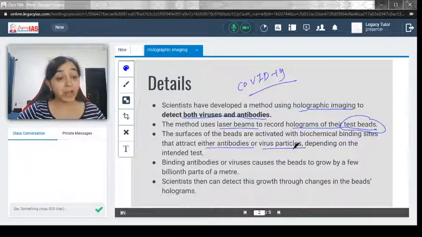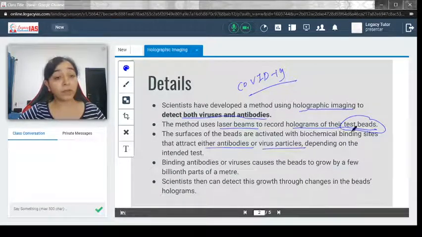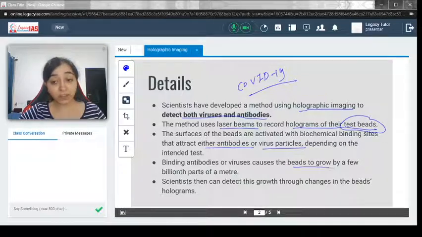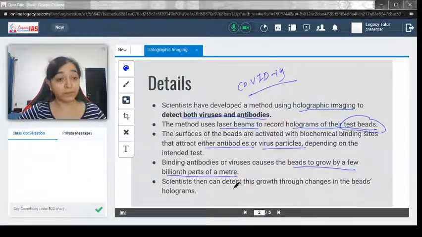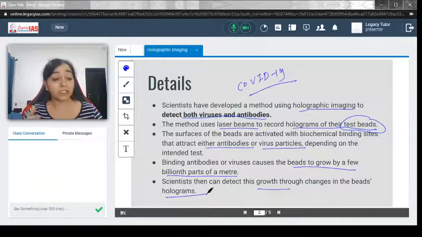So this is how holographic imaging is leading to the detection of viruses as well as antibodies. There are biochemical binding sites which attract either the antibodies or virus particles, depending on the intended test. The binding antibodies or viruses cause the beads to grow by a few billionths of a meter. Scientists can detect this growth through changes in the bead's hologram. So this is how holographic imaging is going to help us detect viruses as well as antibodies. This was the background of why holographic imaging was in use.